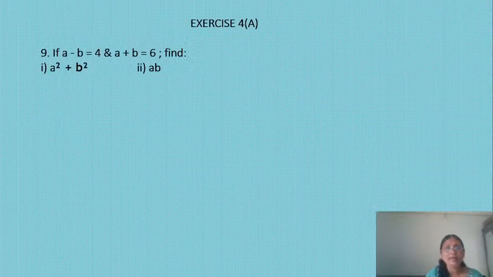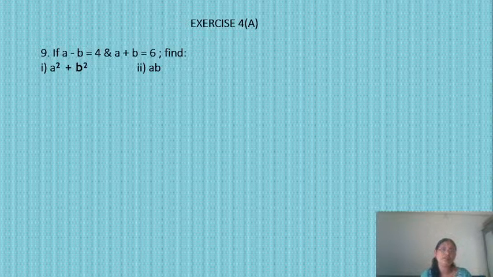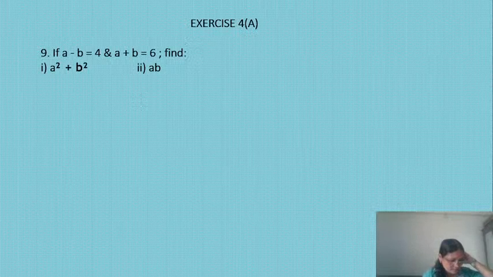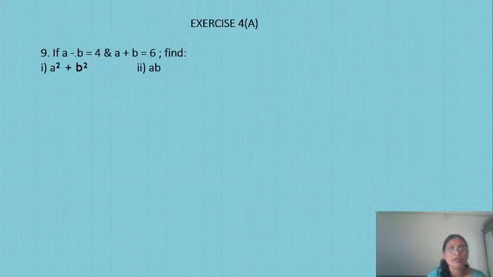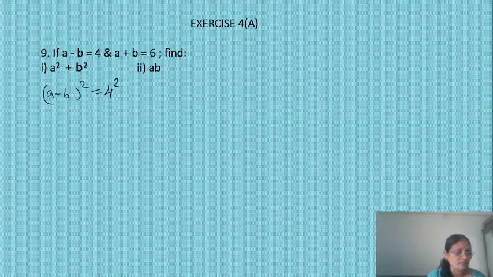Okay. If a minus b is equal to 4 and a plus b is equal to 6, find a square plus b square. Tell me, how do we go about it? Always start with what is given. So a minus b is equal to 4. Let us start. A minus b square is equal to 4 square.